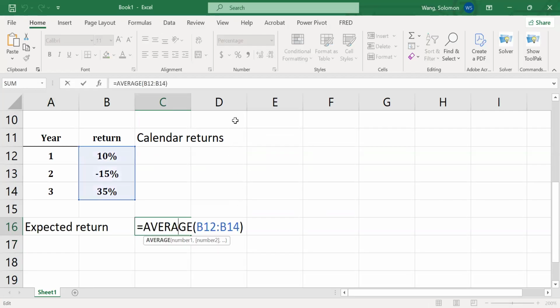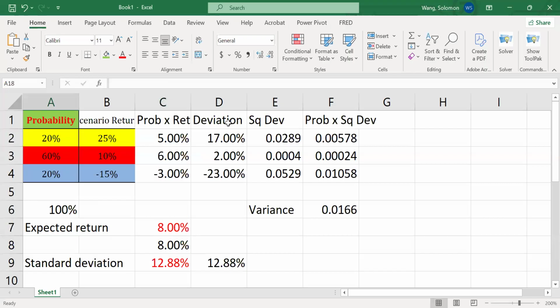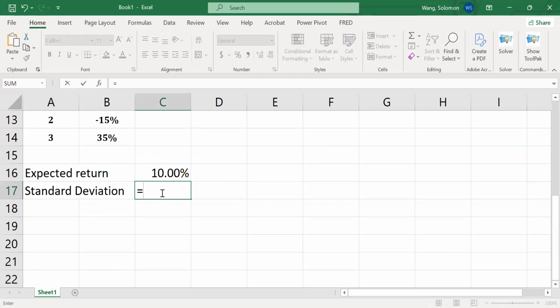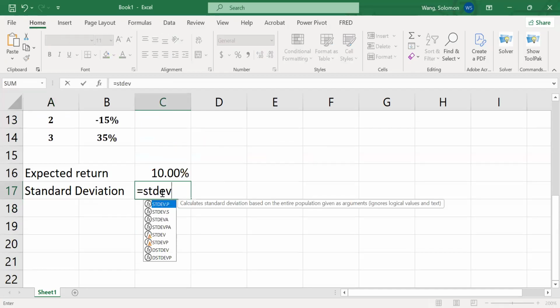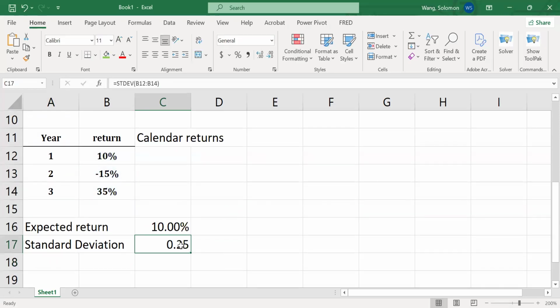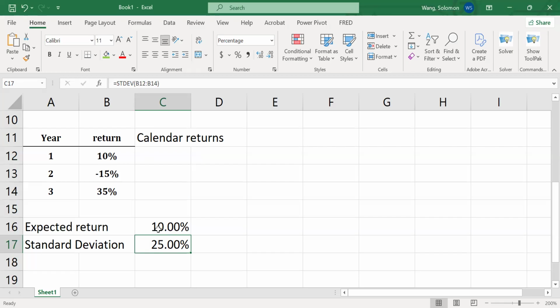All right, use average. To get a standard deviation, you don't need to get the deviation, square deviation, probability times square deviation. You don't need to do that. Just do STDEV. All right, and then you select the returns. That's it. Nice and easy. Okay, so you will do more practice in assignment 2 to get all the returns. Once you have a calendar return instead of a scenario return, then things are much easier.